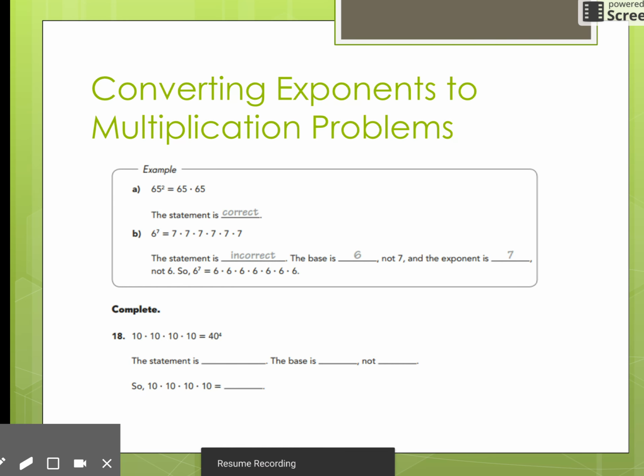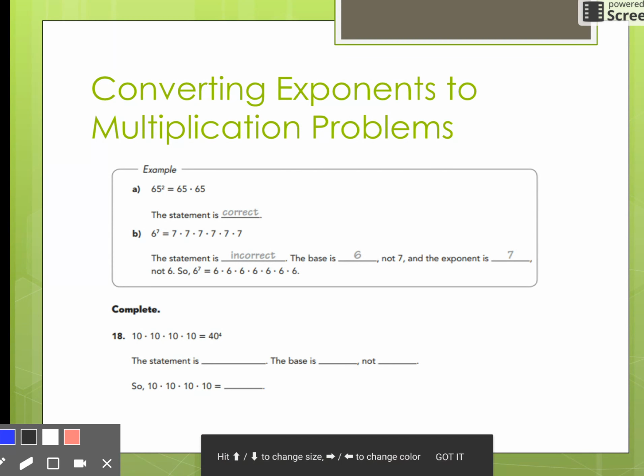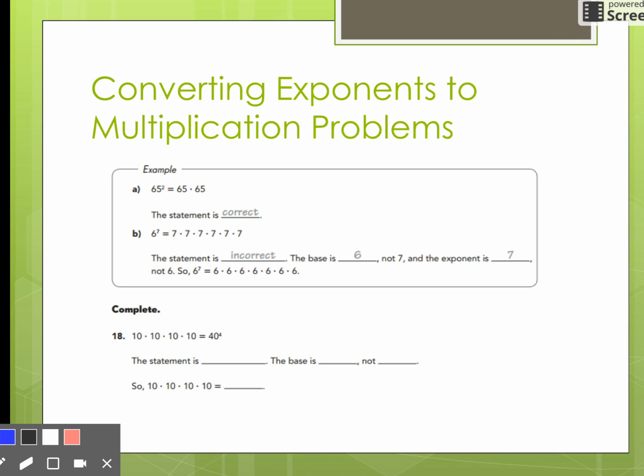How to convert exponents to multiplication problems. Your exponent, again, tells you how many times you're multiplying a number times itself. So here you have an example of 65 raised to the second power, or this can be said as 65 squared. So because it's raised to the second power, it tells you that you are multiplying 65 times itself 2 times. So this statement is correct because our base is 65, our exponent is 2.